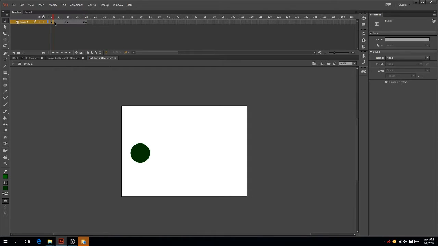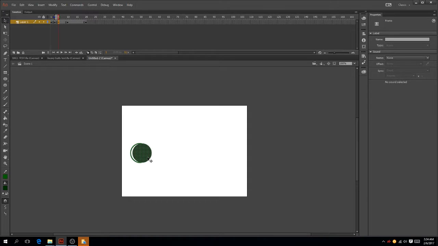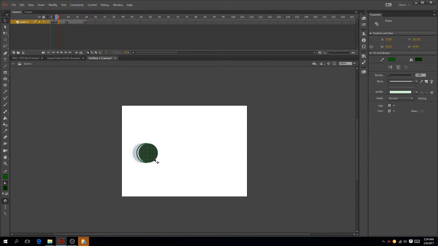But what if I just add a few keyframes? Insert keyframe. Ah, shit.